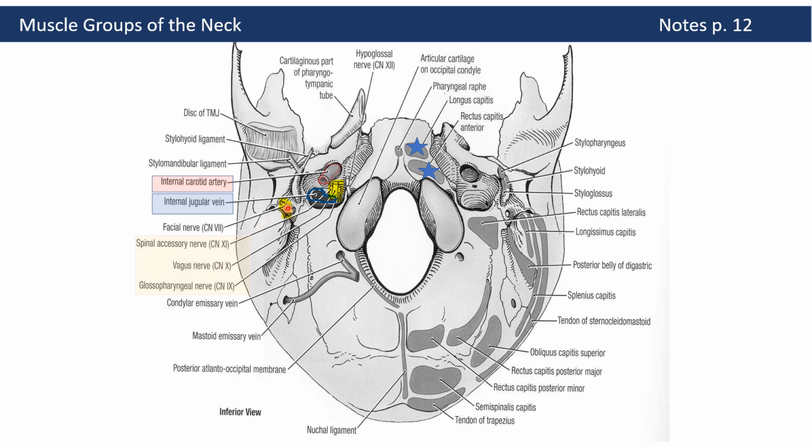I've also colored in the facial nerve, and if you'll recall, the facial nerve innervated, for instance, the posterior belly of the digastric and the stylohyoid muscle. And this is the facial nerve exiting the stylomastoid foramen. So the mastoid process is here, styloid process is here, and so the stylomastoid foramen is this foramen right here between the two structures.